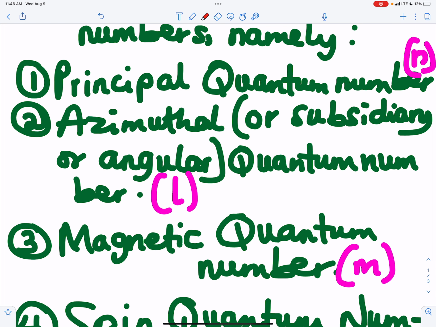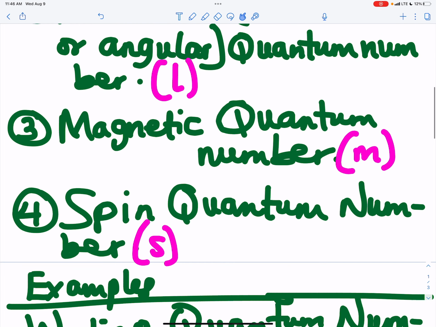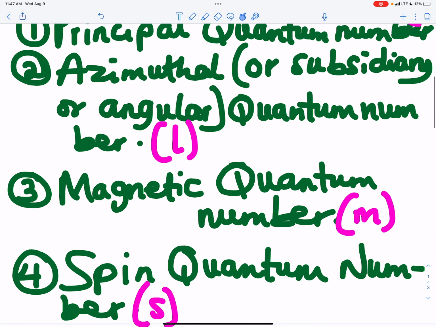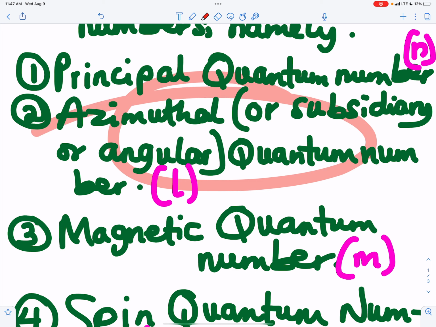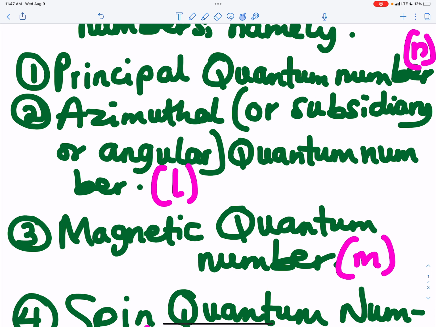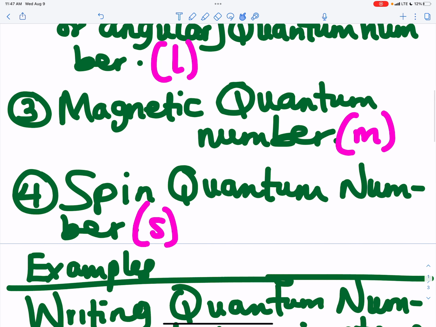Next is the magnetic quantum number. This azimuthal quantum number is also called the angular momentum quantum number, the second one here. Then number 3, the magnetic quantum number, denoted as M. And the last one, the spin quantum number, S.